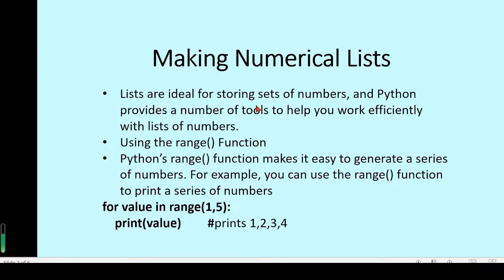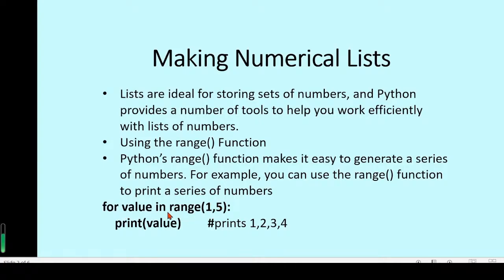Lists are ideal for storing sets of numbers, and Python provides a number of tools to help you work efficiently with lists of numbers. So we can use the range function. Python's range function makes it easy to generate a series of numbers. For example, you can use the range function to print a series of numbers like this. You can write a for loop, for value in range(1, 5), and print value. The result will print 1, 2, 3, 4. The range 1 to 5 will print numbers from 1 to 4.